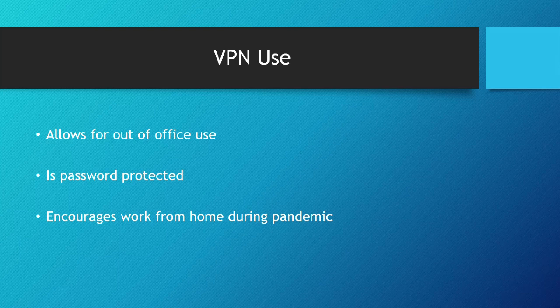In addition, there's a VPN used for whenever the database is accessed while outside of the office. This VPN is also password protected, and it encourages work from home during the pandemic, which is a safety feature not only for the business itself, but for the individuals who work there.